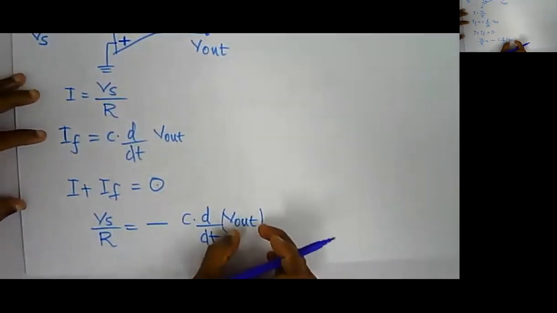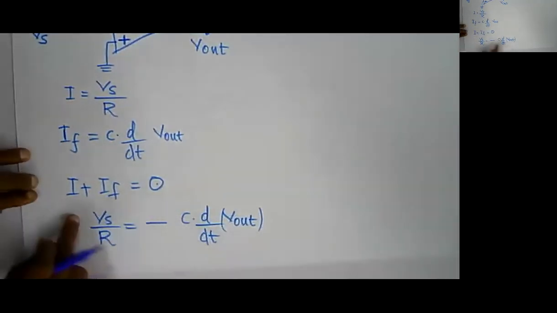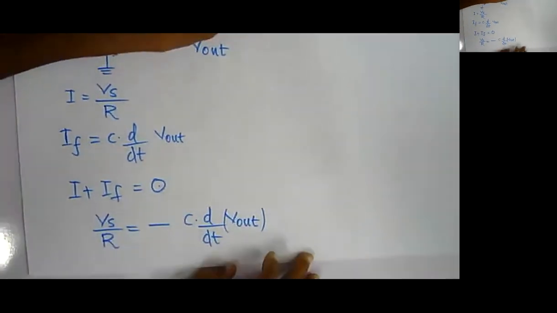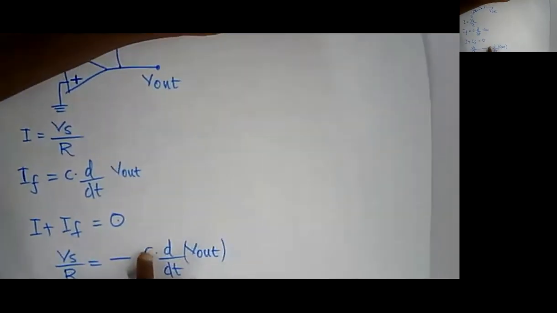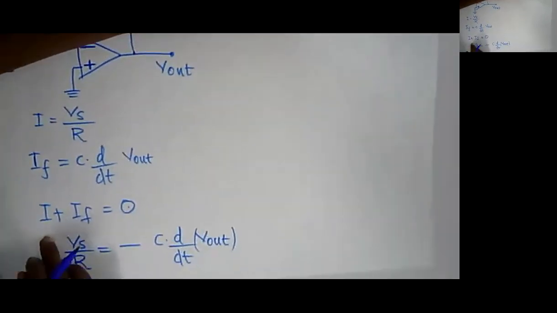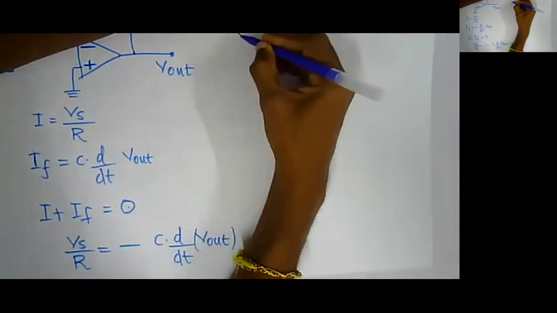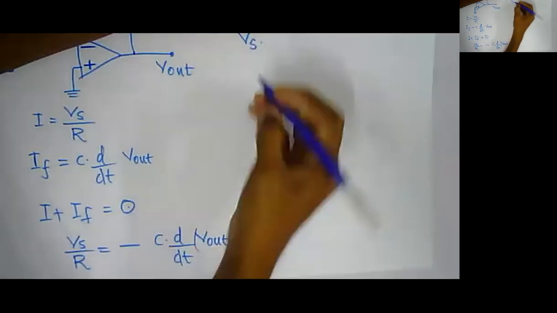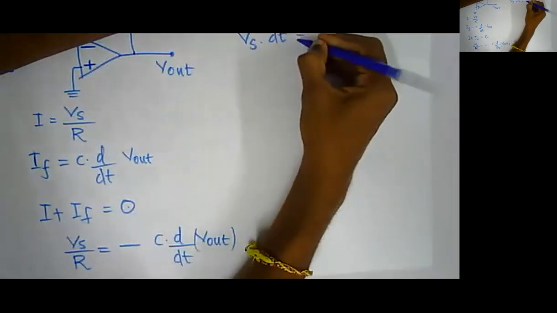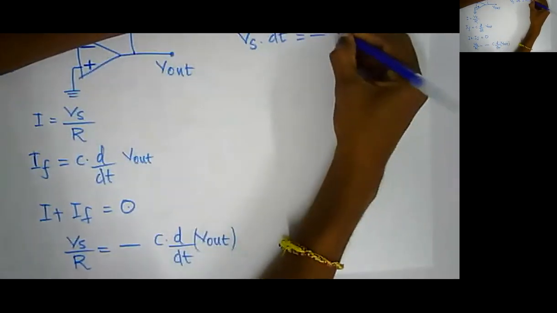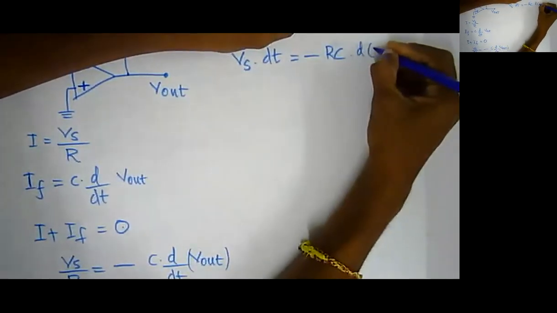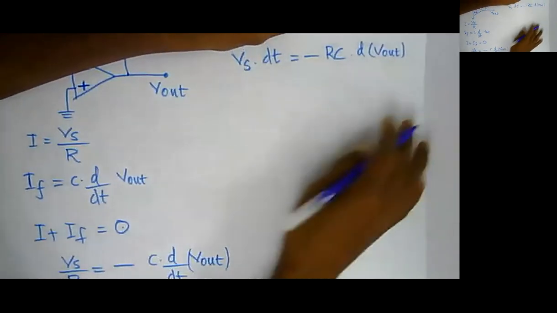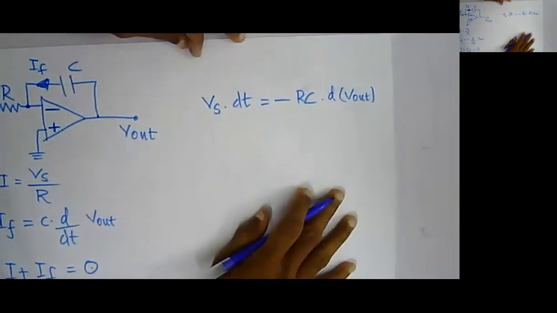Now I need to take the equation in terms of V out. Just cross multiply this one. No, take derivatives both sides. So I can write this one as, bring this R there, so this becomes RC, and then this one there. So I can simply write it as Vs into dt equals minus RC into d of V out. Am I right?